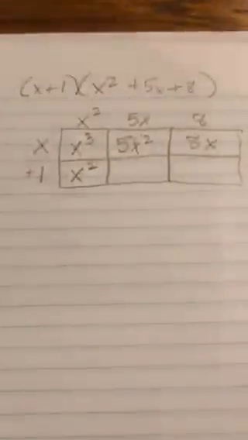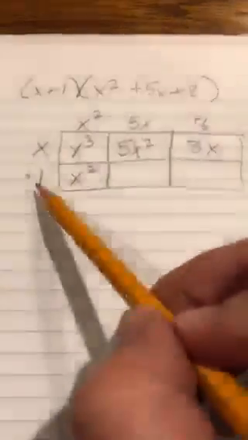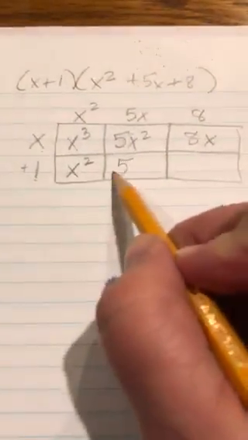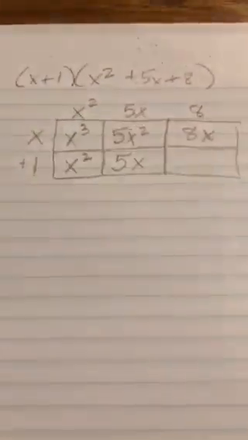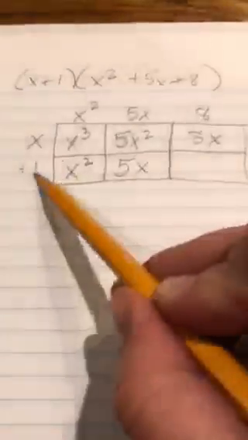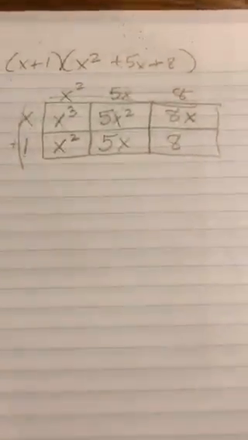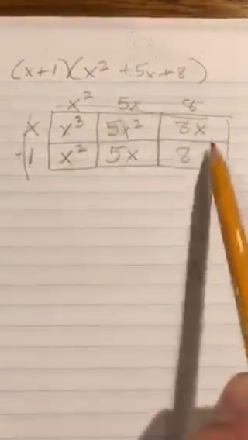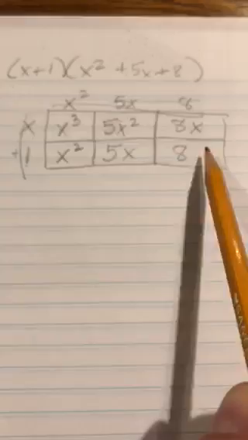So now I'm going to take the 1 and take it times x squared. 1 times x squared is x squared. I'm going to take the 1 times the 5x. 1 times 5 is 5, and I'm going to bring down the x. And then I've got 1 times 8, which is a positive 8. Okay, so kind of the same thing. I'm ignoring what is on the outside. And I'm going to combine the 6 boxes on the inside.